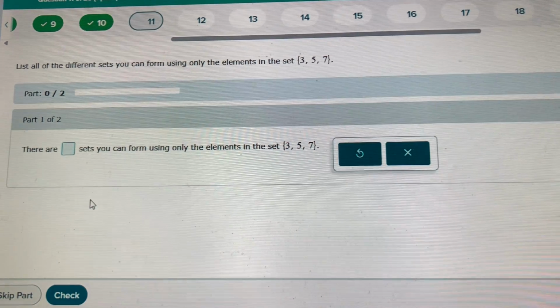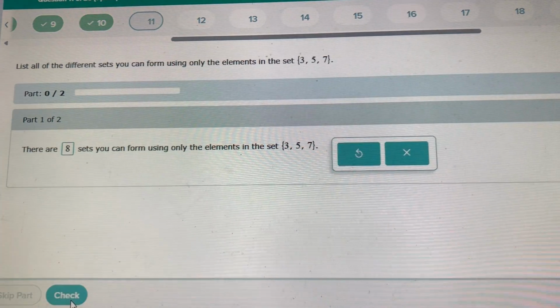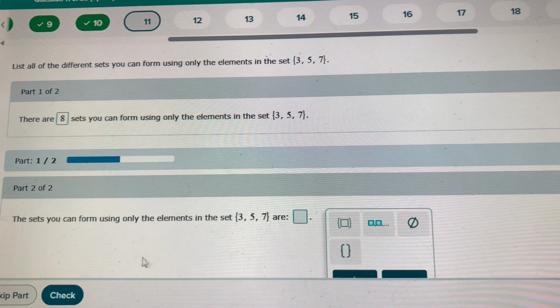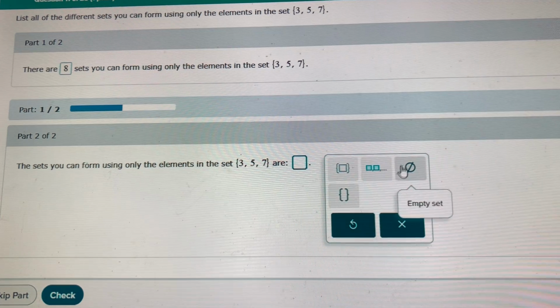And then you have to worry about, do they want to know how many there are or to list them all? Here they want to know how many. There are 8 sets you can make from any 3 items. It doesn't even matter what the items are. And then if you want me to list them, okay, I'm going to do the empty set, with either this or that. You can pick either one.